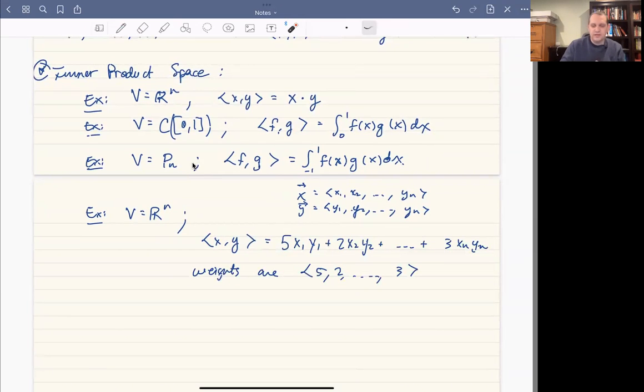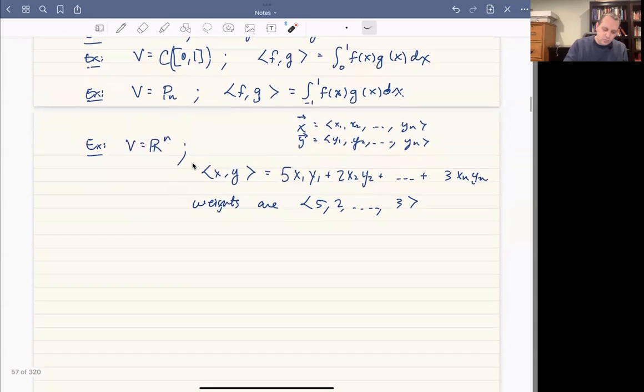Okay, and actually they can't be 0. They need to be positive. So not only do they need to be non-negative, they also can't be 0. So they need to be positive. So those are the weights. Okay, so you can talk about a weighted vector space.